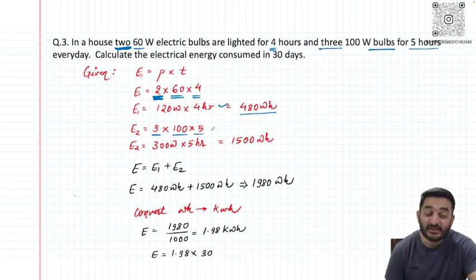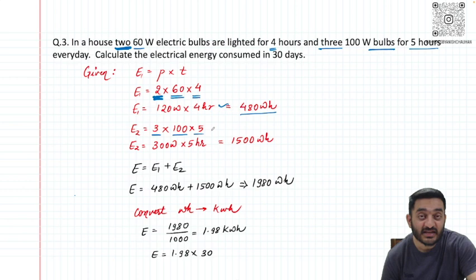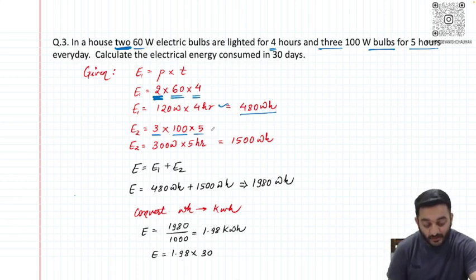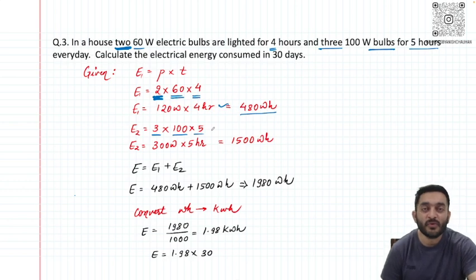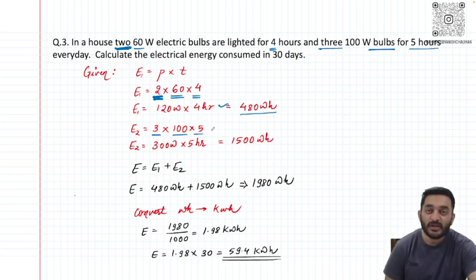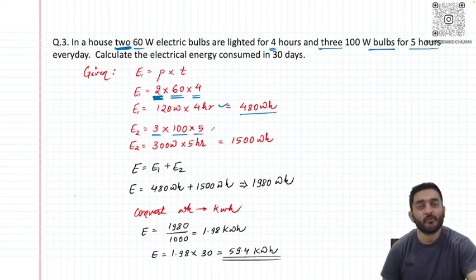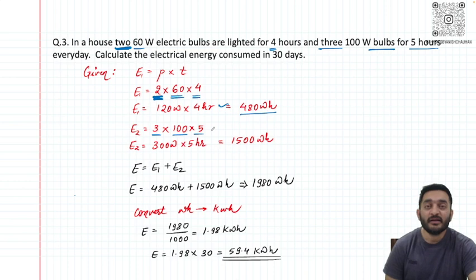But this is for a single day, and we need to calculate the amount of energy consumed in 30 days. So in the end, I'm going to simply multiply this answer by 30. So my final answer is going to be 59.4 kilowatt hour, or you can say that the amount of energy consumed in 1 month is 59.4 units.